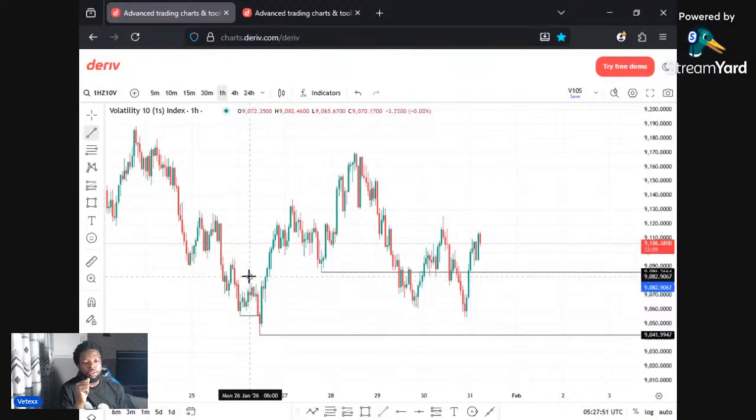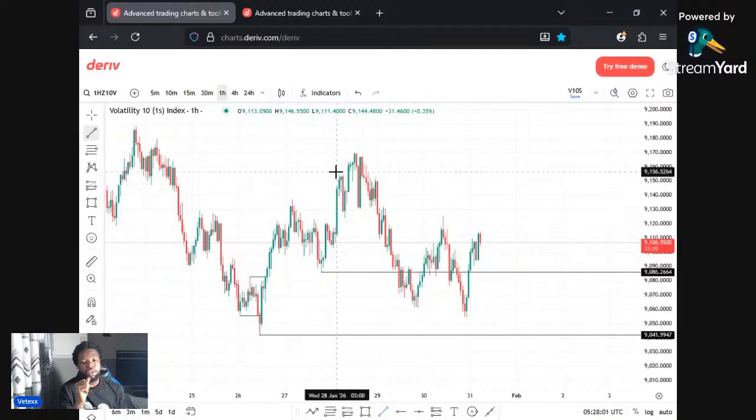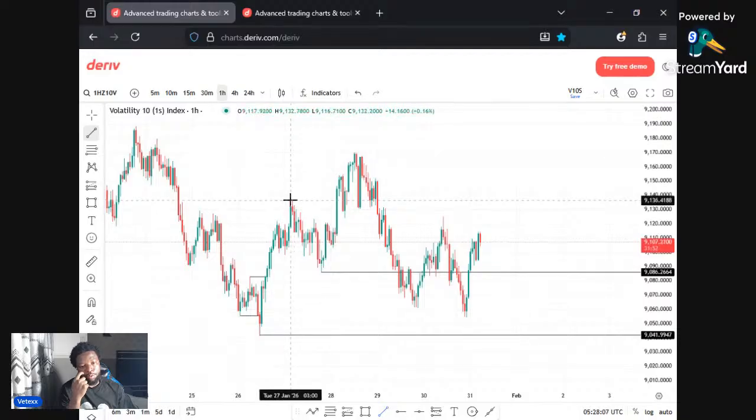This is our sweep of liquidity. This is our break of structure. Price retraced 50% to give us what? Structural liquidity, and price took out the newly created high after it gave the structural liquidity. Now after taking out the newly created high, this becomes our second break of structure.